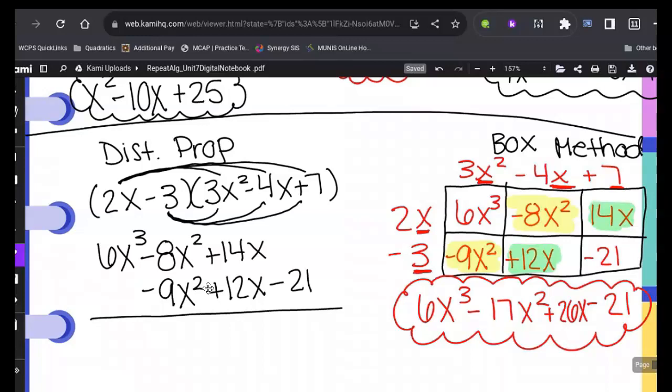So when I combine my terms, I bring down my 6x to the third power. Negative 8 minus 9 gives me negative 17x to the second power. 14 plus 12 is 26x. And then we bring down the minus 21 by itself. And we see that we get the same answer. So it really shouldn't matter when you guys are working today. If you like the box method, use the box method. If you don't need to use the box method, you will get the same answer if you don't use the box method.